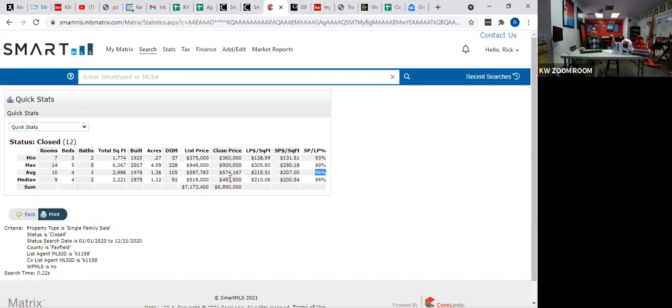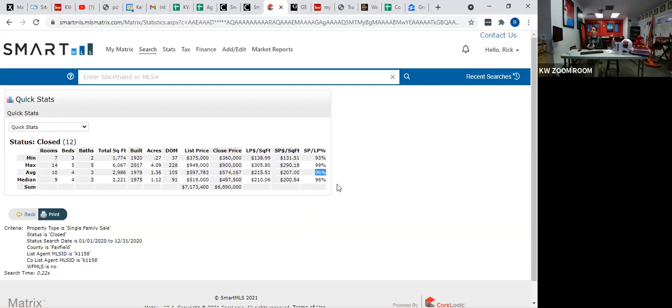However, I encourage you to actually do the math on that because the math is oftentimes different. I can't tell you why the math is different from the MLS to doing it by hand, but it oftentimes is. So the way you get list to sale ratio is you look here for the average closed price versus the average list price, and you just simply divide. So the average closed price of $574,167 divided by the average list price of $597,783 gives you, well, in this case, it's dead on. It's 96.0%, which is what it says here.